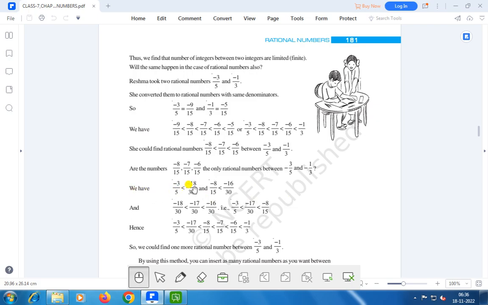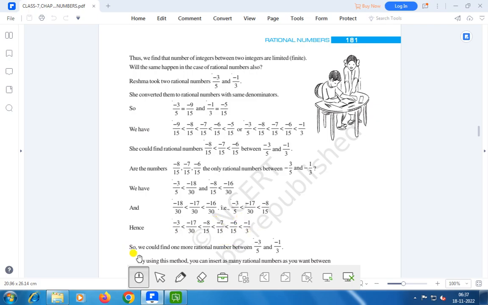We have minus 18 by 30 is less than minus 3 by 5, and minus 8 by 15 is equal to minus 16 by 30, and minus 18 by 30 is less than minus 17 by 30 and minus 17 by 30 is less than minus 16 by 30. That is, minus 3 by 5 is less than minus 17 by 30 and it is less than minus 8 by 15. Hence, minus 3 by 5, minus 17 by 30, minus 8 by 15, minus 7 by 15, minus 6 by 15, minus 1 by 3.